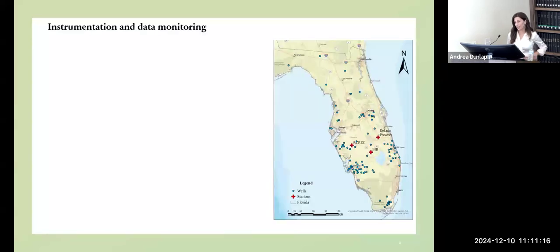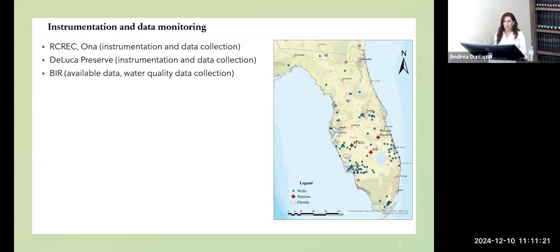So instrumentation and data monitoring. In order to set up our data monitoring system, we started with collecting data from available sources. By available sources, I mean all the organizations which share the data with the public or by registration and logging into their system, we can get the data.